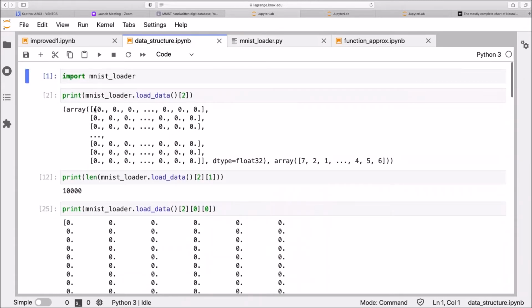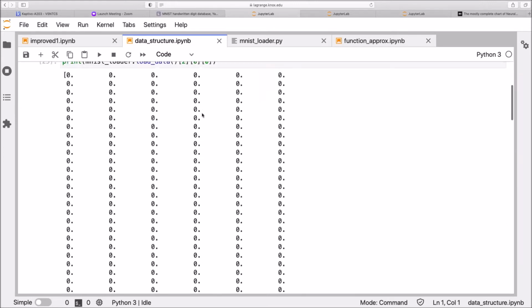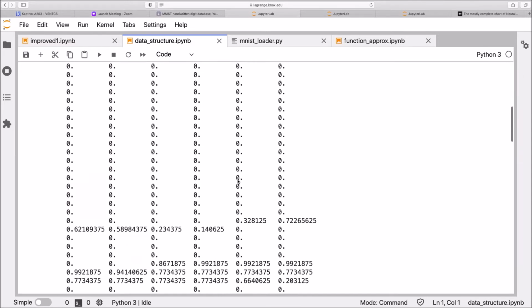Each list is one image, and each number here is the correct answer. For example, this image is going to be 7, and this image is going to be 2. Of course, the machine is never going to know the correct answer; it needs to predict it. If I print the first image in the test data, it looks like this. As we have seen before, it's mostly zeros, with some grayscale values here, like this.